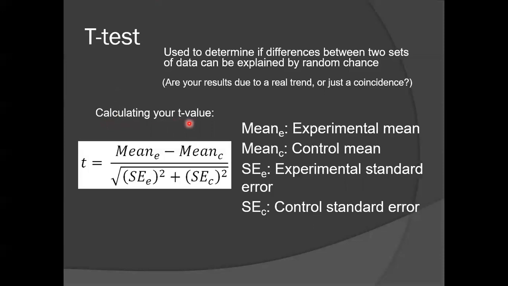To calculate your t-value, we will use this equation, where the mean of E is the average of the experimental data set. The mean C is the average of the control data set. SE of E is the standard error calculated from the experimental data set. And SE of C is the standard error calculated from the control data set.